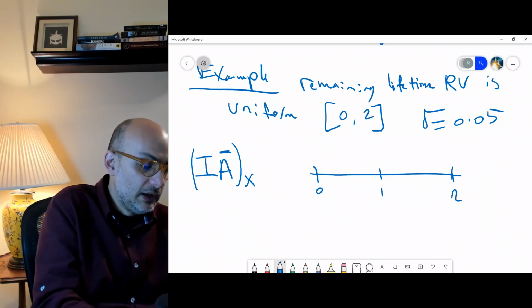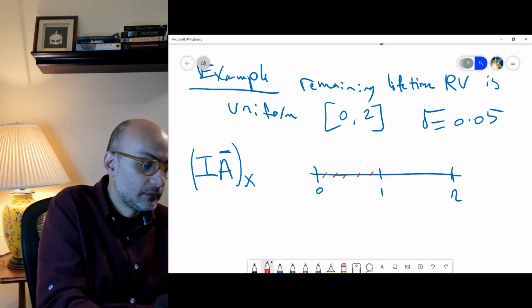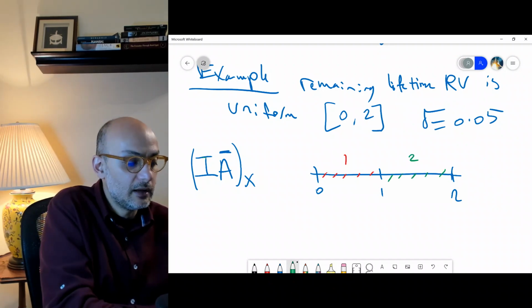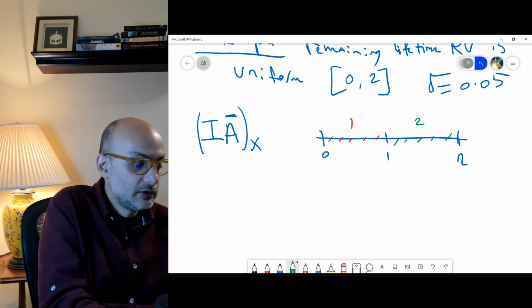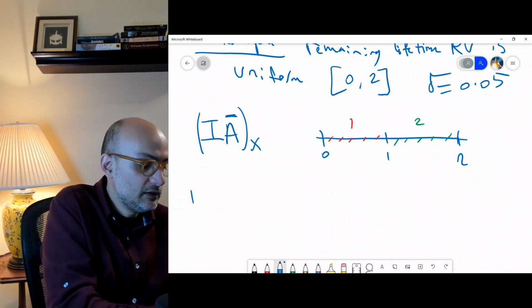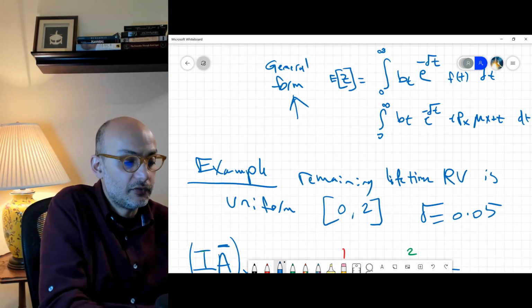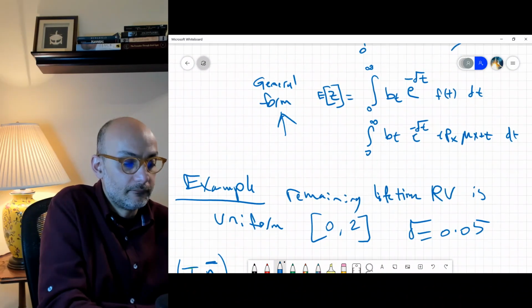So it will pay 1 if death happens here. If death happens here, it will pay 2. The payment is not continuous, so it's either 1 or 2. Now we can compute this easily by integrating. Let's use the general form here.